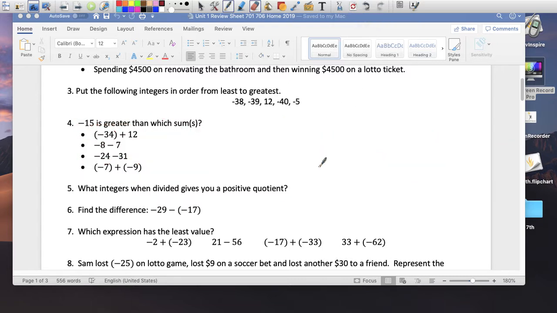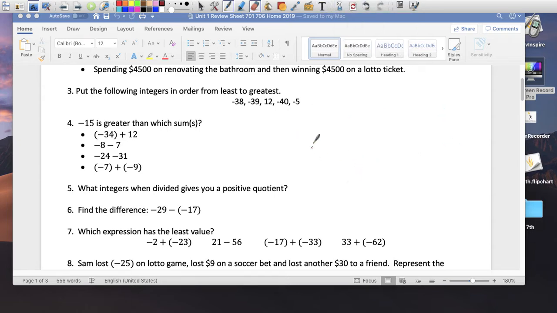What integers, when divided, give you a positive? So I'm dividing two integers, and I want to get a positive answer. The only way I can get that is if both are positive, or both numbers I'm dividing are negative, right? That's also going to give me a positive answer. So negative divided by negative is also positive.